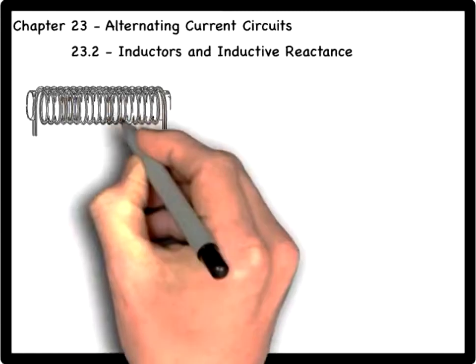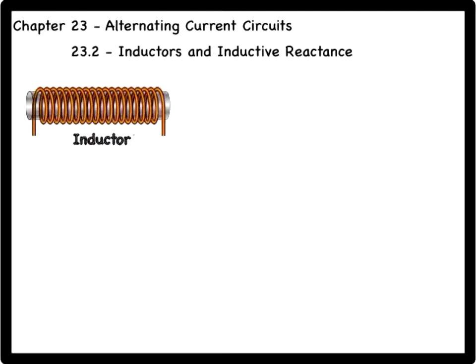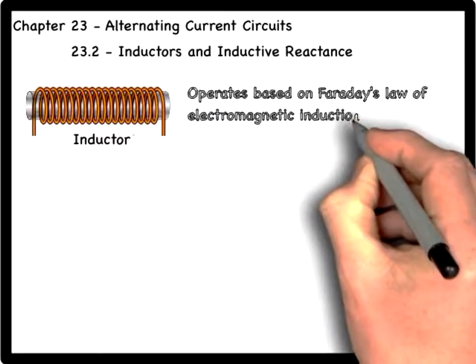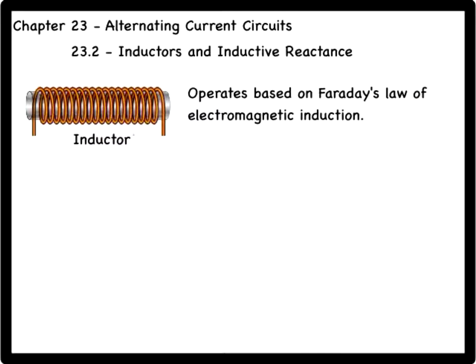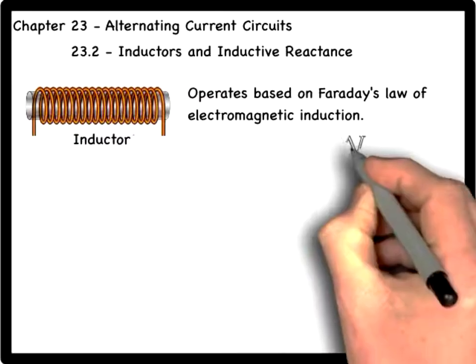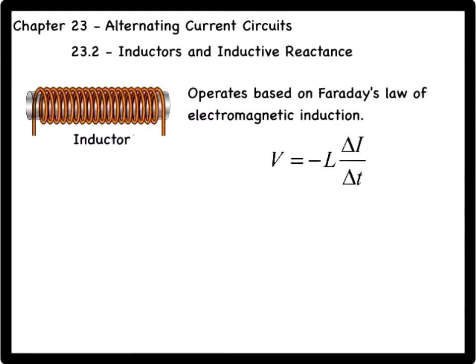In Chapter 22, we introduced the inductor, which is usually just a coil of wire, and the basis of its operation is Faraday's law of electromagnetic induction. We showed that an inductor develops a voltage to oppose a changing current within the inductor. This voltage is given by the following, where delta I over delta T is the rate at which the current is changing, and L is the inductance of the inductor.